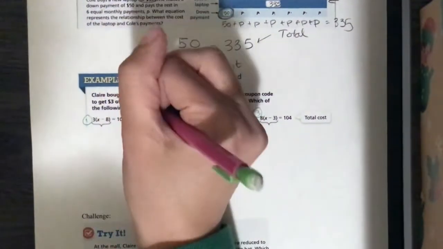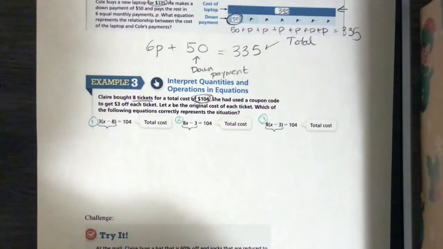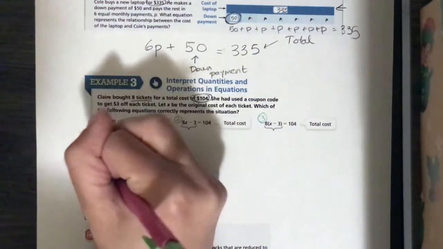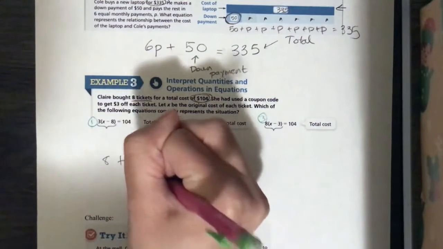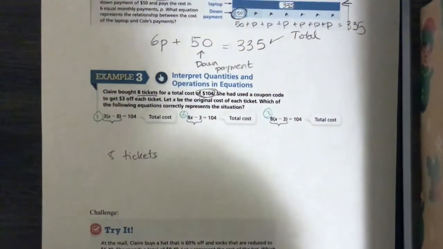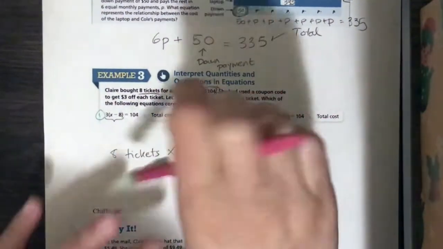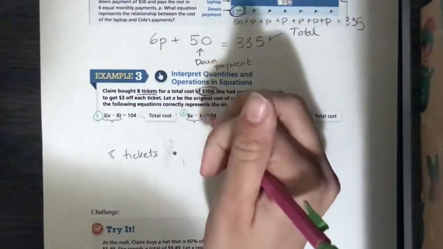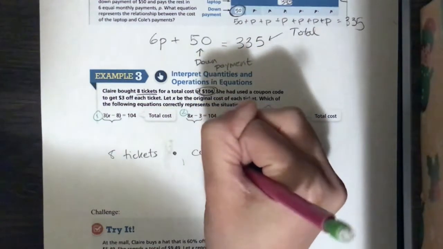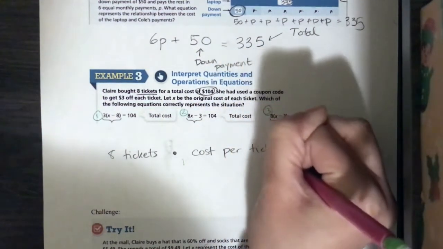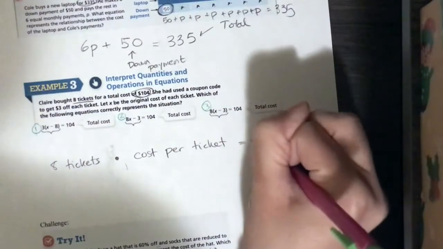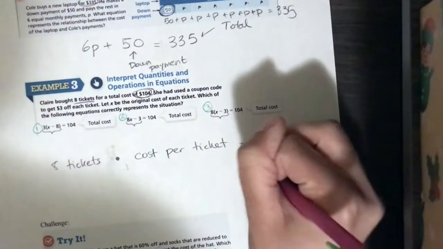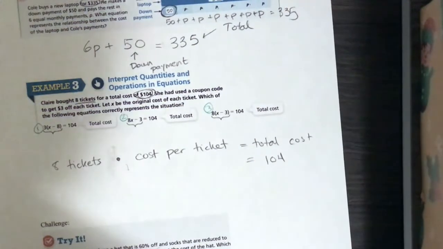All right, so if Claire bought 8 tickets, right, that's going to be an important thing. She bought 8 tickets, so I'm just going to write that down. All right, and if I figure out the total cost of something, I'm going to figure out how many tickets she purchased, and I'm going to want to multiply that, using multiplication, times the cost of each ticket. Right, that's going to equal my total cost. So we know the total cost is $104. So let's figure out that cost per ticket.